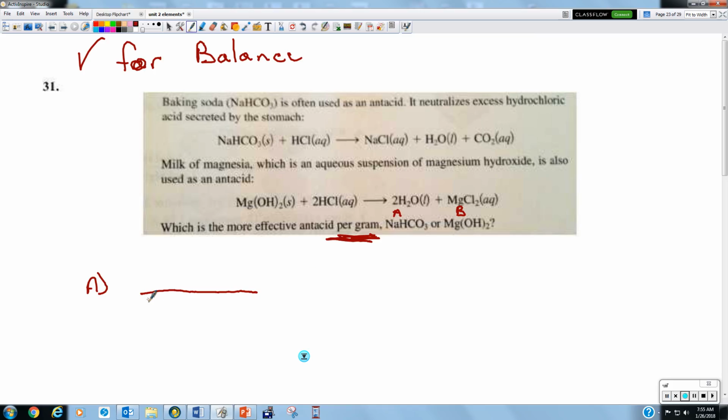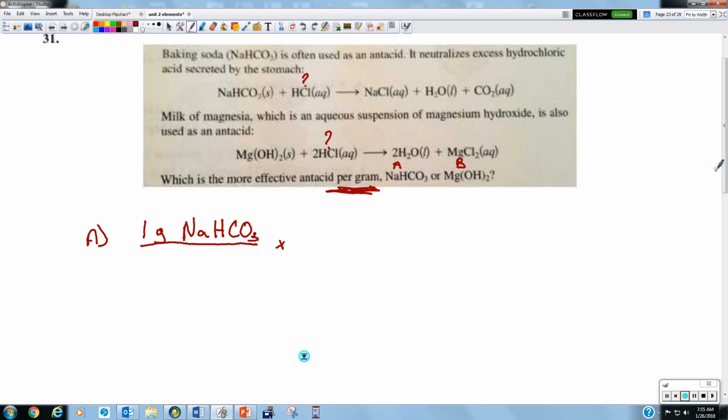So I would start off with, say, 1 gram of NaHCO3, and then what I'm going to compare each one to is how many grams of hydrogen chloride does it get rid of. So this is reaction A.